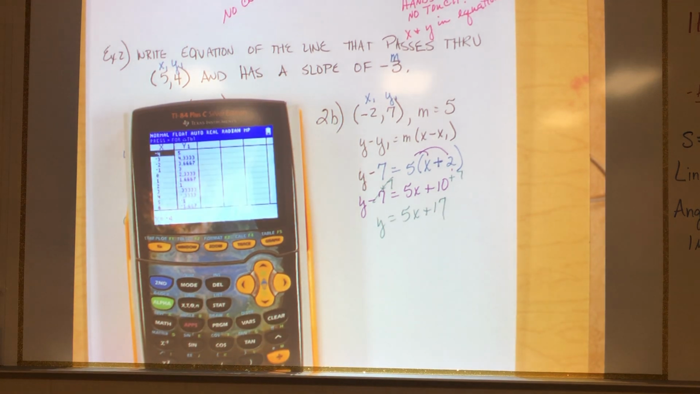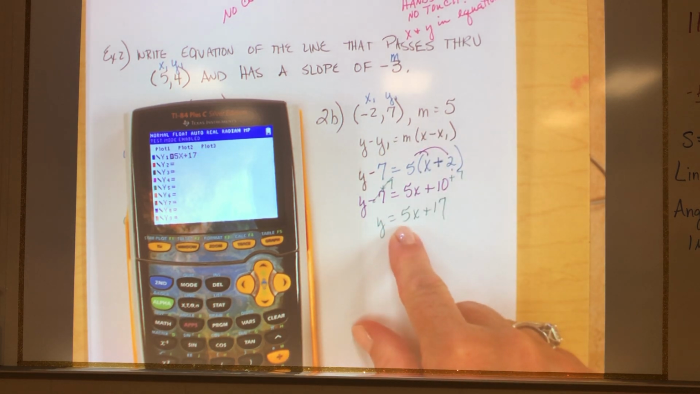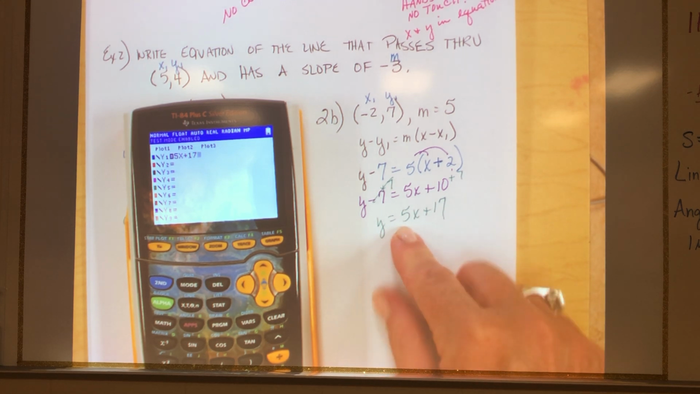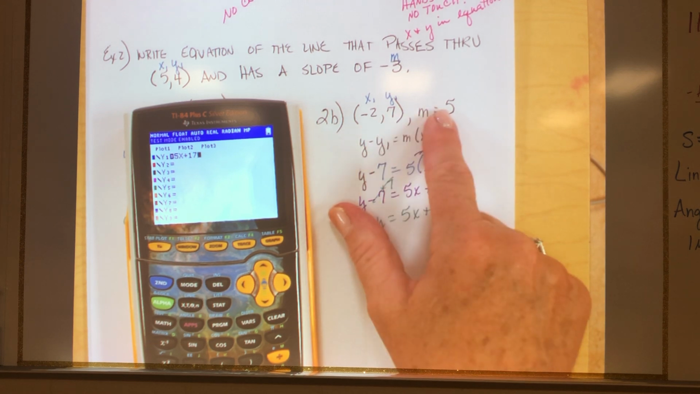All right, so now I'm going to show you how to check it. I'm going to turn my little calculator on, and I'm going to go to y equals, and put my equation in there: 5x plus 17. All right, how am I gonna check it? Put it in the table. The easiest thing would be to go to a table. How many lines go through this point and have this slope?